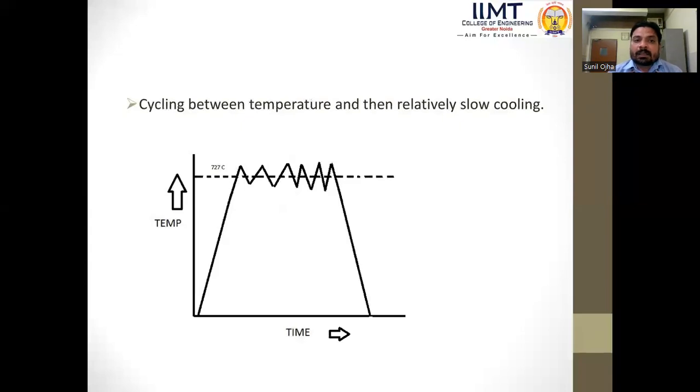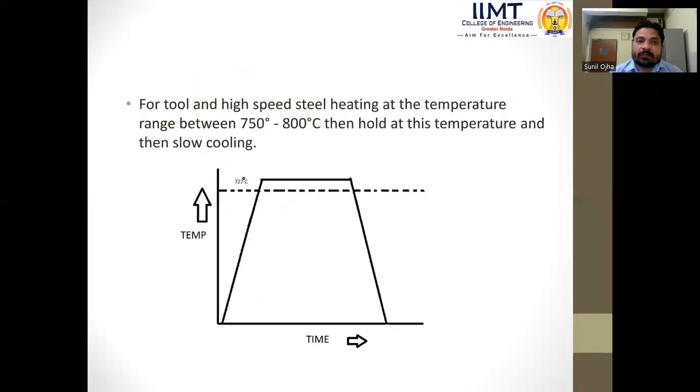Second, cycling around that temperature and then relatively slow cooling. This is another process. Third, for tool and high speed steels, heating at a temperature between 750 and 800 degrees centigrade, holding at this temperature, and then slow cooling. So these are the three different spheroidized annealing processes.